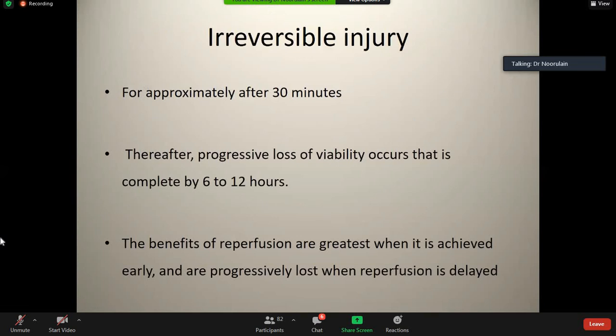And irreversible injury occurs approximately after 30 minutes. Thereafter, progressive loss of viability occurs, which is completed by 6 to 12 hours.